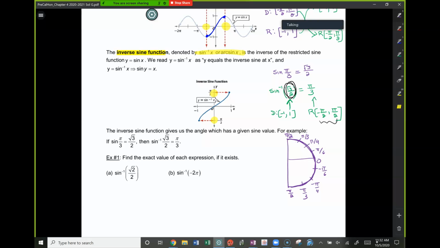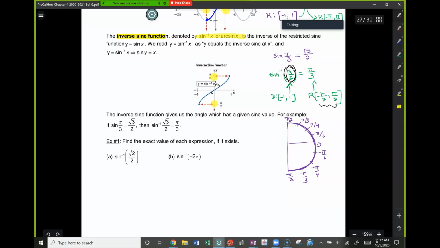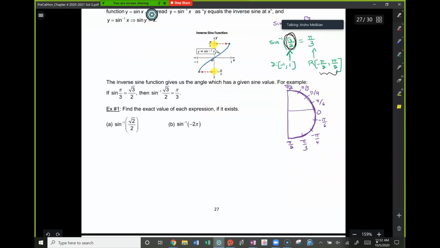Okay, so now let's do this one. A is asking us inverse sine of root 2 over 2. Someone's looking for the angle, the sine of which is root 2 over 2. What angle gives you sine root 2 over 2? Eliana? 45 degrees or pi over 4. Pi over 4 is right.